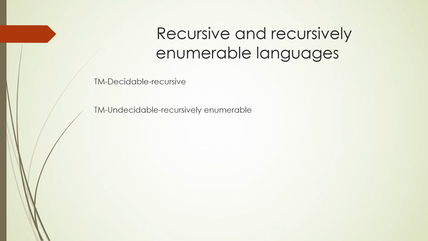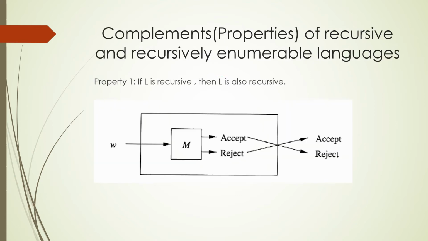When a language is recursively enumerable, here also we will have a Turing machine. But what is the major difference between recursive and recursively enumerable? Here the Turing machine is capable of saying only yes. If it could not accept the string, then the Turing machine will be in an infinite loop. With these definitions in mind, we'll go to the properties of recursive and recursively enumerable languages.